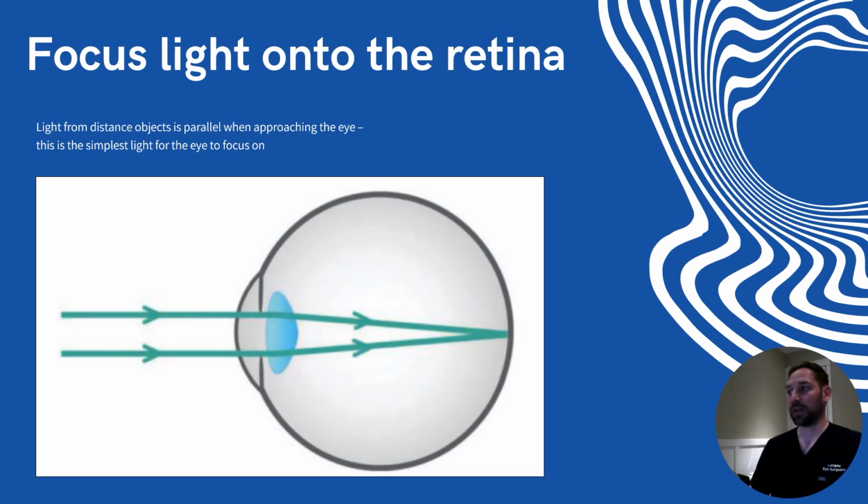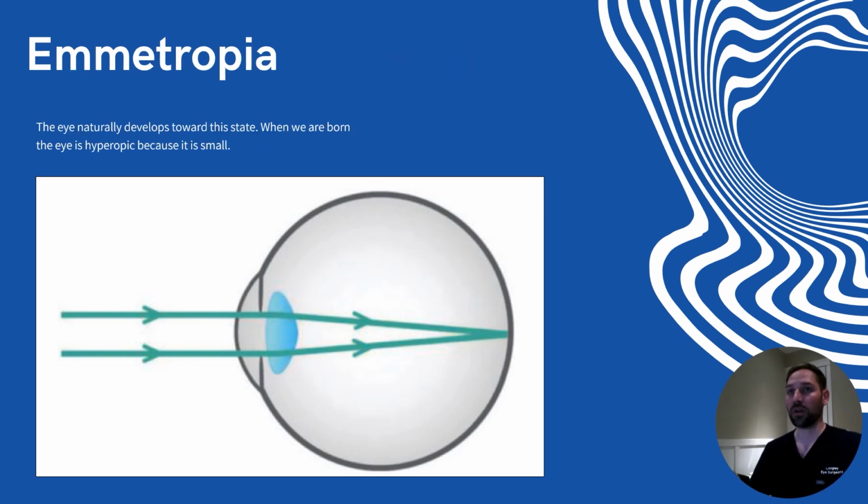So the goal of the eye is to focus light onto the retina. Light from distant objects is grossly parallel as it enters towards the eyes, and we have to go through a little optical physics here, or else none of the rest of this is going to make much sense. When light rays enter parallel towards the eye, an eye that focuses light well onto the retina will come to a point. This is called emmetropia, and the eye naturally develops towards this state.